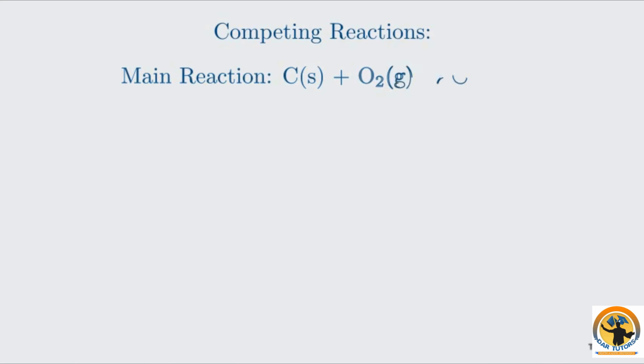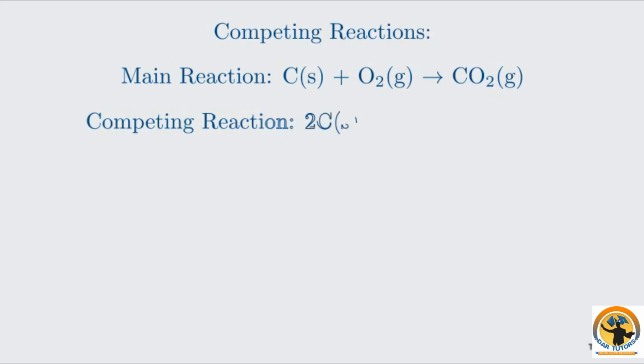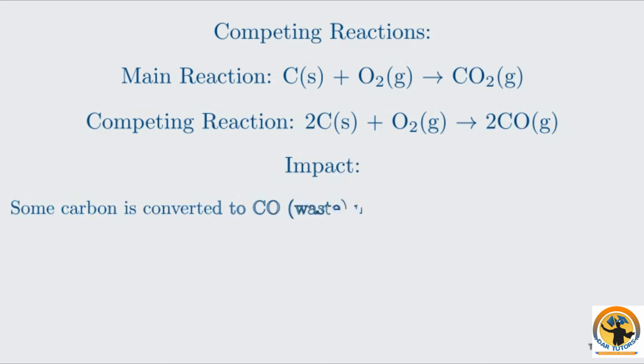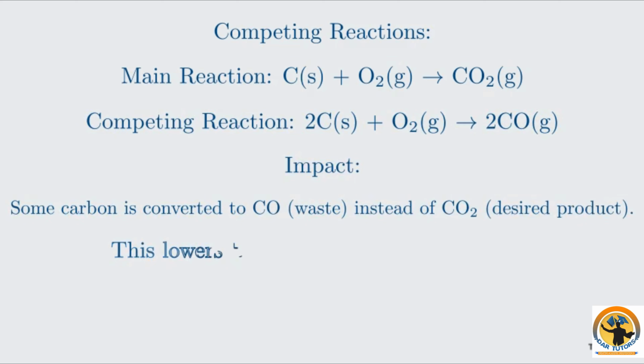Let's explore another example to demonstrate that a low percentage yield can occur due to competing reactions. Consider the combustion of carbon. In a plentiful supply of oxygen, carbon reacts to form carbon dioxide. However, even with excess oxygen, a small amount of carbon monoxide can also be produced. This second reaction is a competing reaction. Because some of the carbon is diverted to form carbon monoxide, the amount of carbon dioxide produced will be less than what was theoretically expected based on the main reaction alone. This directly lowers the percentage yield of carbon dioxide.